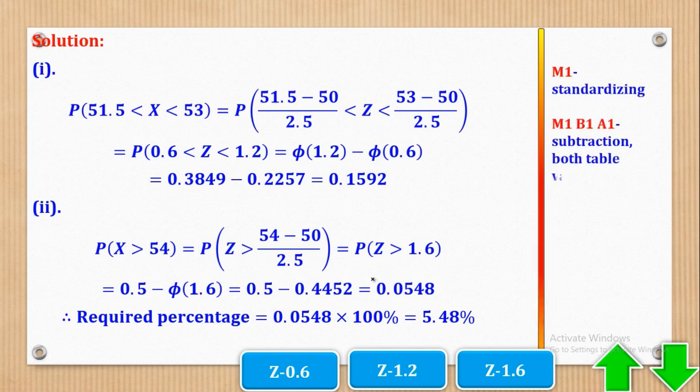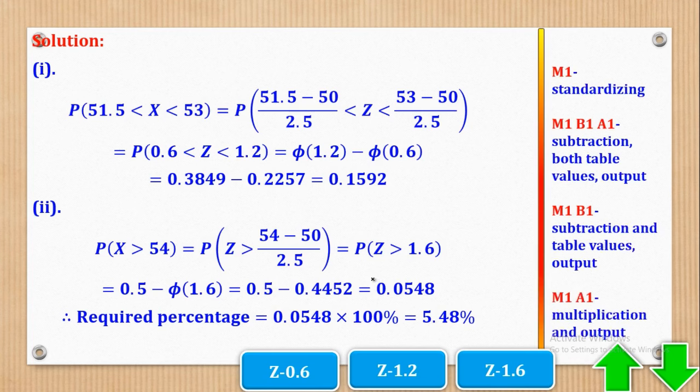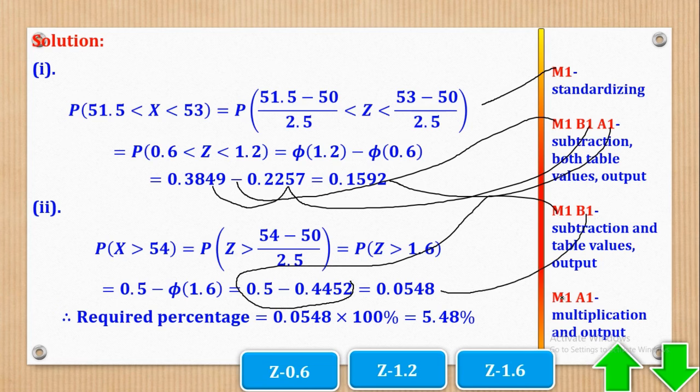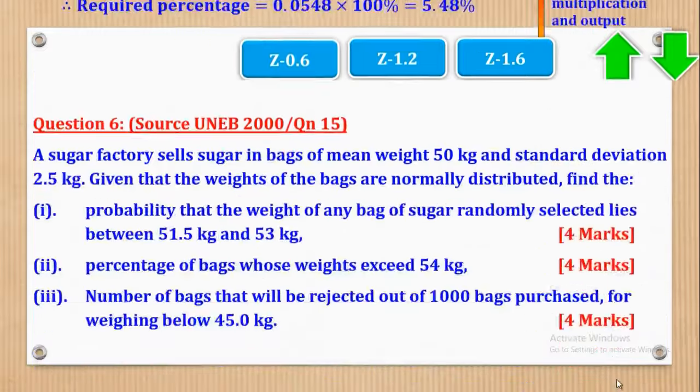Now let's see how much can be awarded. M1 for standardizing, and this M1 is for the subtraction, to realize that you have to subtract. And this B1 is for both table values read correctly, and A1 is for the final output after subtraction. Then this side there is subtraction and table value. So the whole of this part has that M1, and this B1 is for the output. Then M1 is for this multiplication and A1 is for the output. So that has been Roman 2.